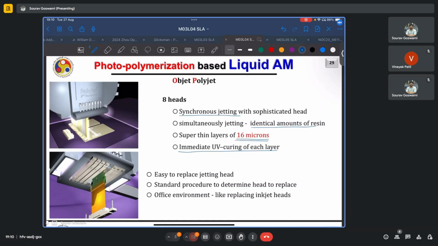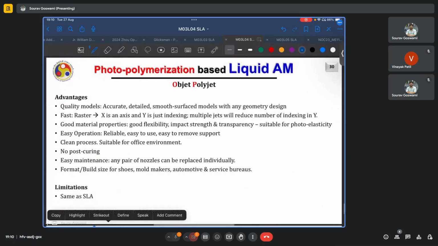Since the heads are discrete and multiple, they are easy to replace, and standard procedures and standard parts exist should such a head be malfunctioning, and it is highly suitable for office environments. The advantages of Objet PolyJet are that it has quality parts.